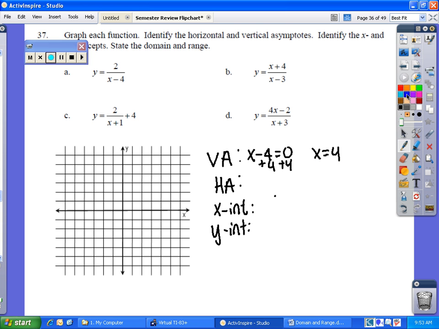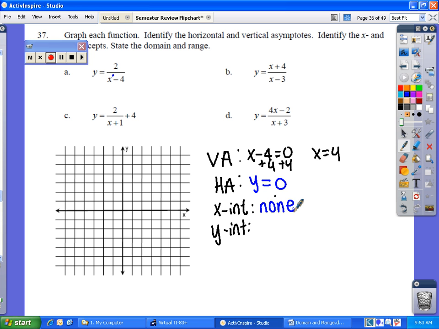Your horizontal asymptote is going to be at y equals 0 because the bottom's exponent is automatically going to be larger than the numerator's exponent. Your x-intercept, since your horizontal asymptote is 0, that means it's right on the x-axis, so you have no x-intercept.